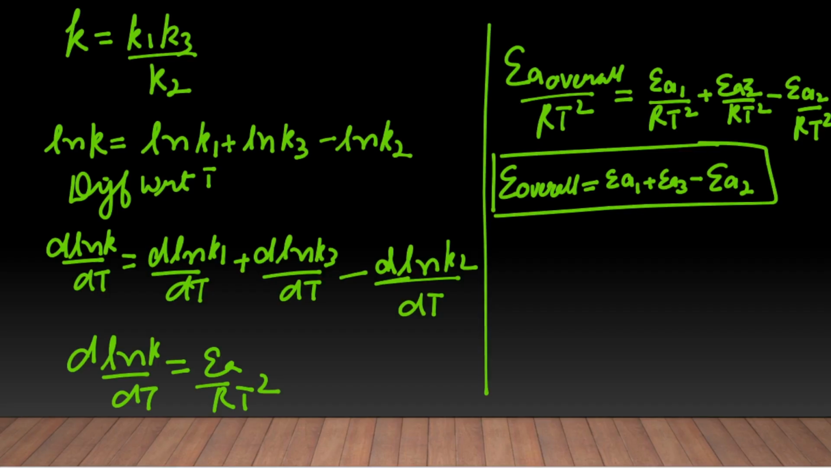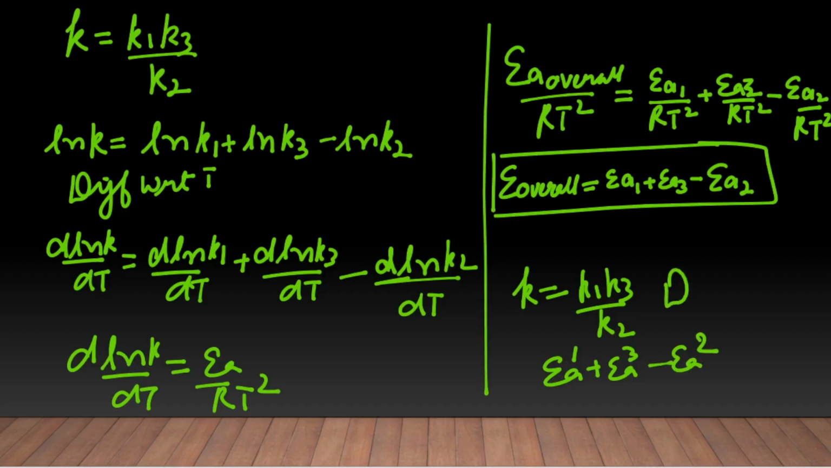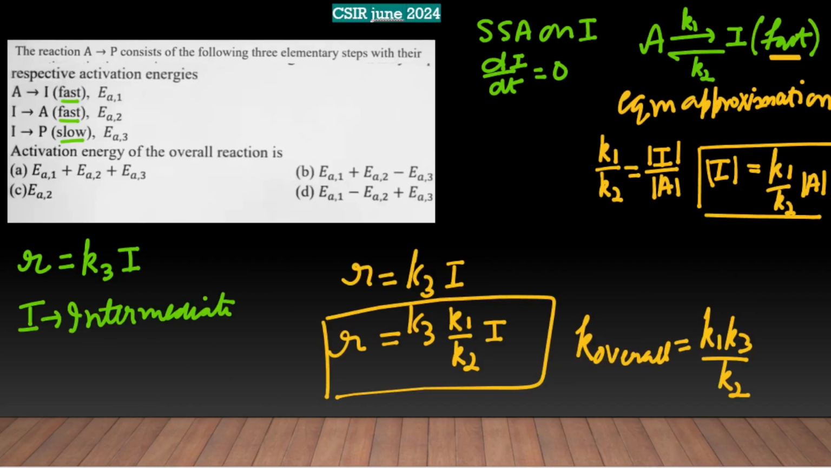Directly also you could write that K was equal to K1 into K3 upon K2. The ones that are in the multiplication, we have to add their activation energies, and the one which is in the denominator, we have to subtract. You can use this directly. Okay, so the answer becomes the option Ea1 plus Ea3 minus Ea2. Option D is the correct answer.